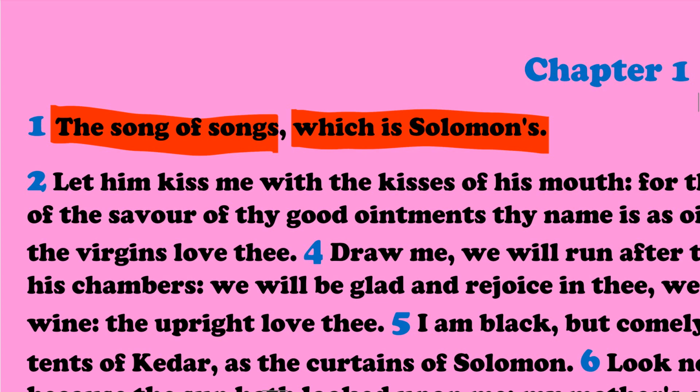But why did the King James translators change the title of the book to the Song of Solomon? Why didn't they just call it the Song of Songs? That's the real title of the book. That's the title that Solomon gave it. Well, let's analyze the phrase Song of Songs. When you hear the phrase Song of Songs, what does it mean to you?